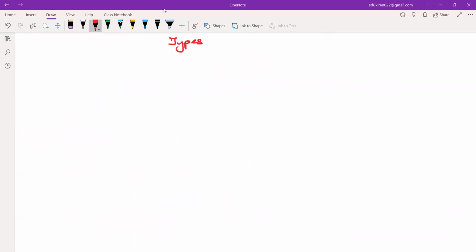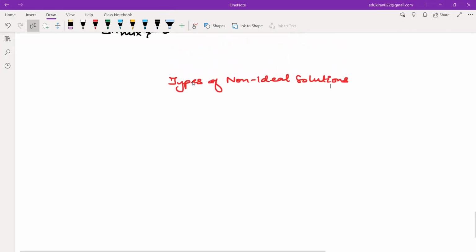Types of non-ideal solutions. Now these things can also help you, है ना. ये नहीं हम कह रहे कि ये सब चीजें हेल्प नहीं करेंगी. हेल्प करेंगे लेकिन मार्क्स लाने में हेल्प नहीं करेंगी. बस ये बात है ना.